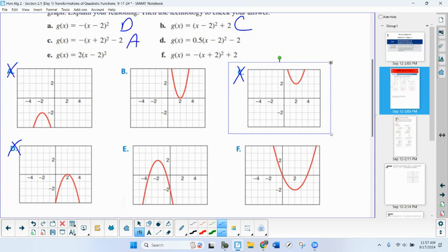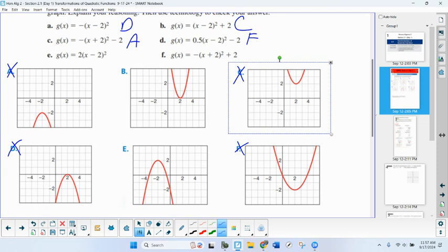Okay. Now, 0.5 on the outside. That one threw us a little bit. What's the 0.5 on the outside going to make it do? Vertical compression. So it's going to get wider. And then it's going to go which other ways? Right 2 and down 2. Which one went right 2, down 2, and looks like it maybe got a little bit wider? F. Okay.